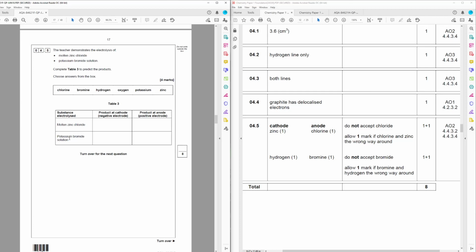If anyone wrote chloride or bromide, look, it says there, do not accept chloride or bromide, because you are starting off with the compound, the ide, and you're producing the element, the ene. So that is one of the occasions where you do need to get that word correct. Okay, slightly tricky stuff there.